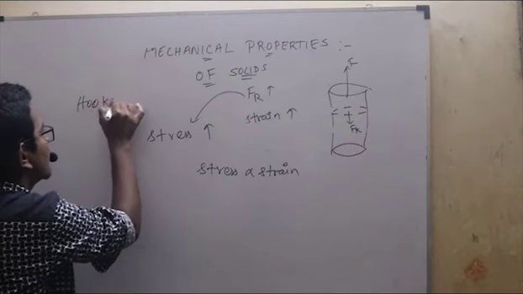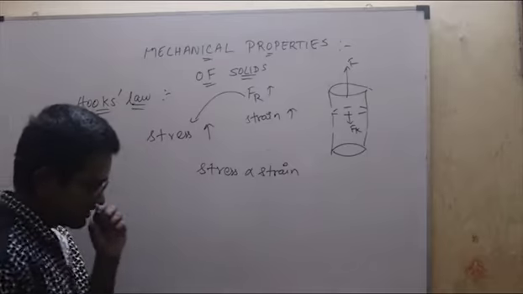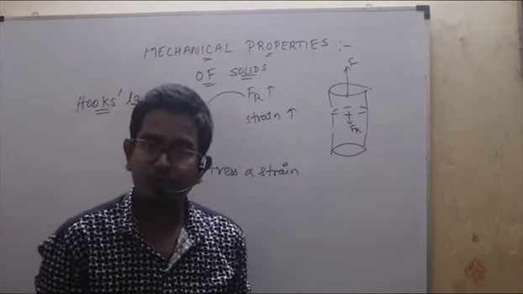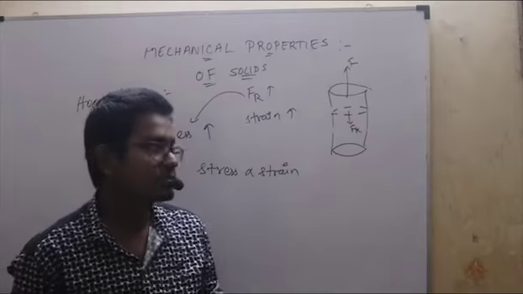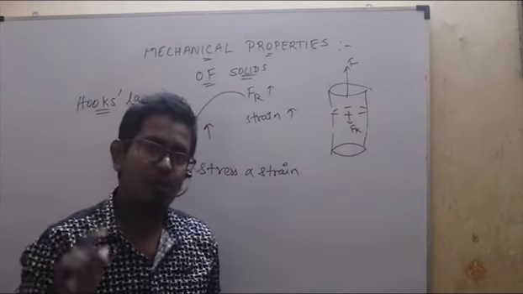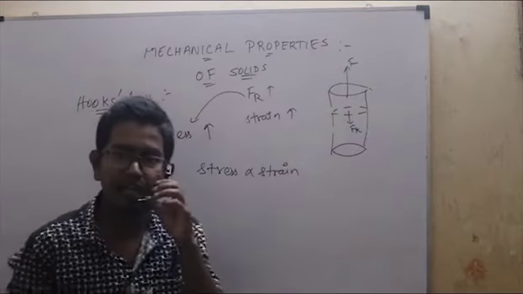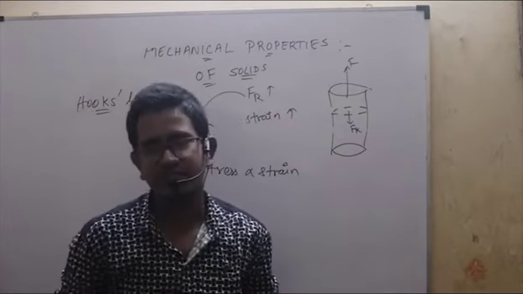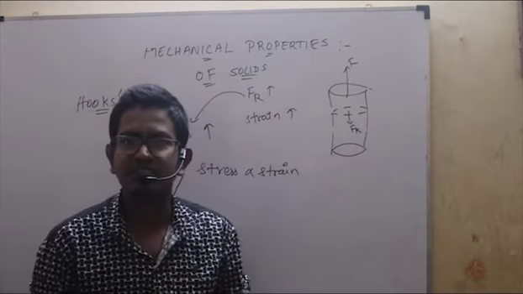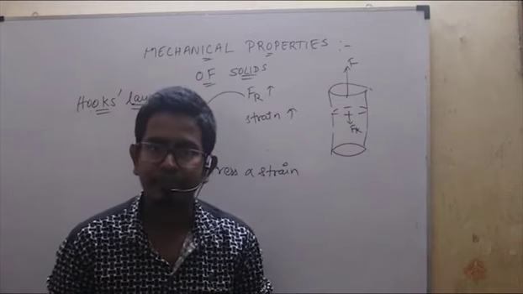What is Hooke's law? Stress is directly proportional to strain. As I'm increasing the deforming force or an external force, I'm observing that my restoring force per unit area is increasing. And one more thing I'm observing is that whenever I apply the deforming force, I observe a change in the dimensions. But as I increase the deforming force, the change in the dimension increases simultaneously.